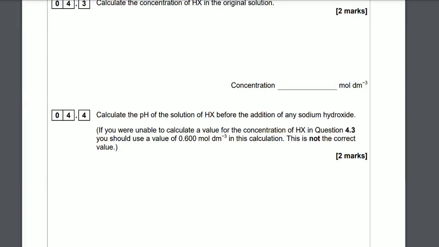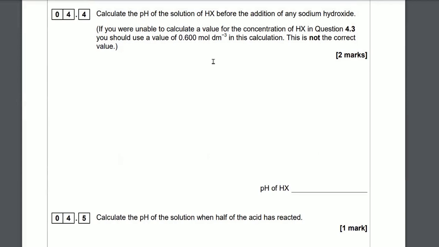Lovely jubbly. Now, moving on to 4.4, remember you can pause the video if you need to, have a go on scrap paper, bust out the calculator, then unpause and watch the walkthrough. Calculate the pH of a solution of HX before the addition of sodium hydroxide. They give us a concentration to use for HX, 0.6, if we couldn't work it out for the previous question.